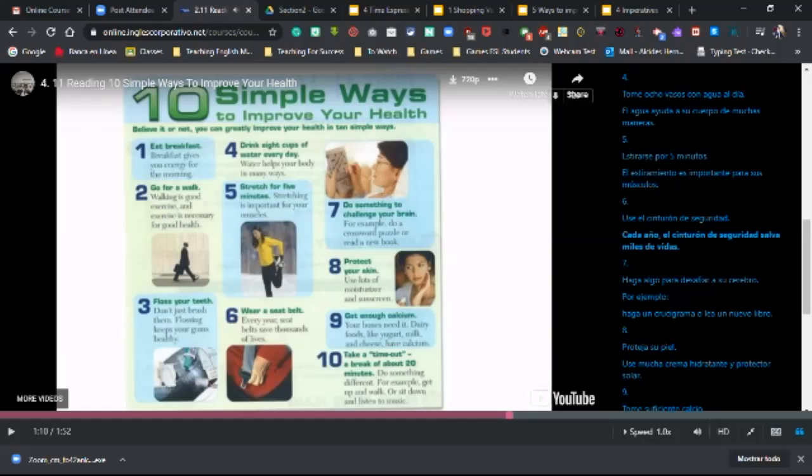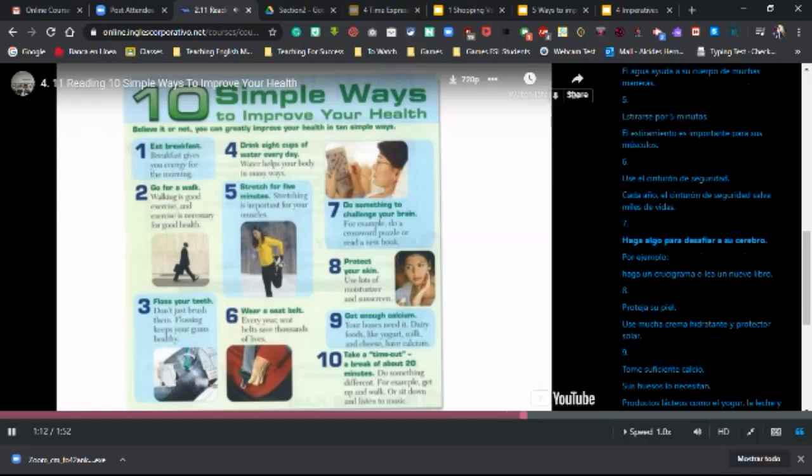What is number 6? Usar el cinturón. Wear a seatbelt. Very good. Hay un dicho en inglés que dice buckle up. Y significa ponte el cinturón. Buckle up. Okay? Let's go for number 7.